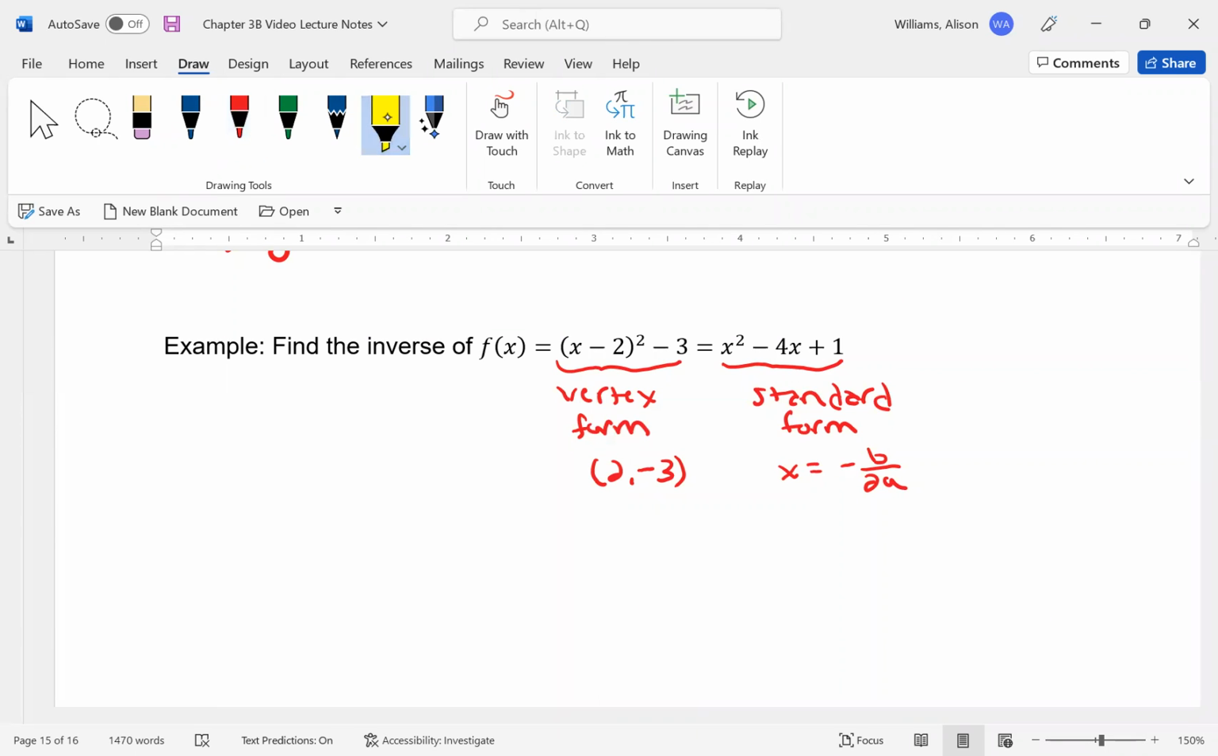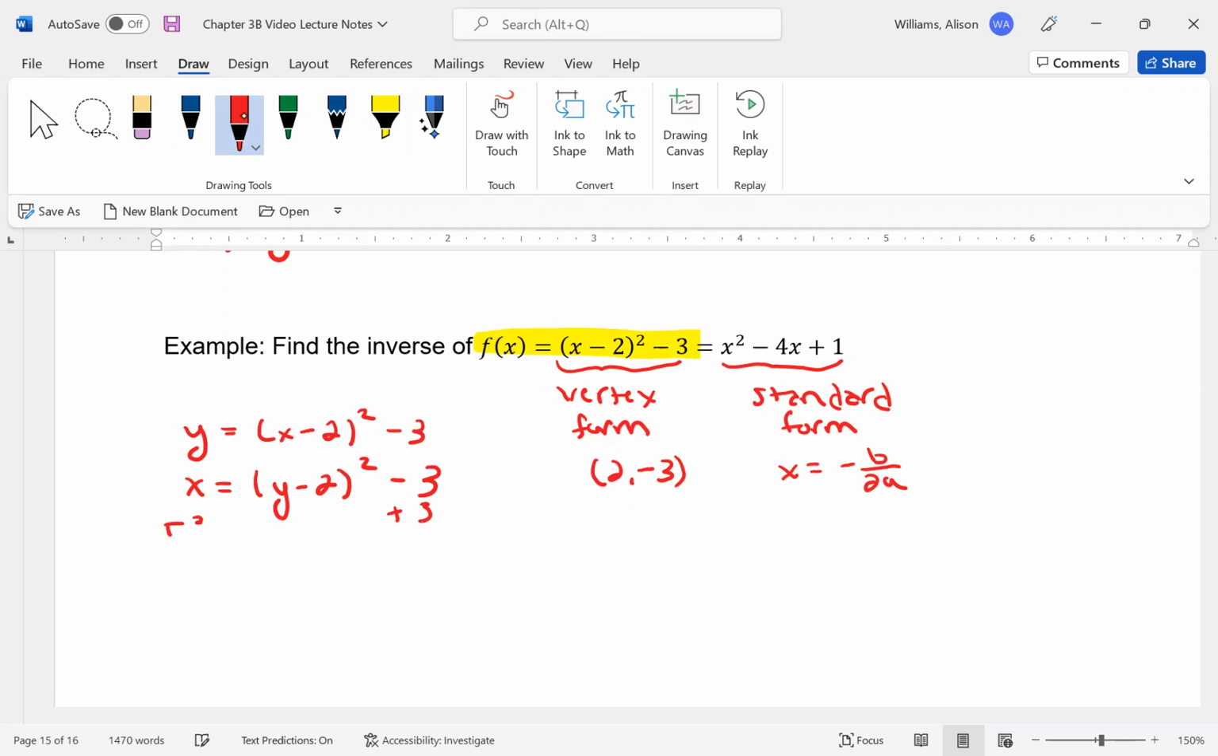Okay, so as I just said, we're going to work with this form, and we're going to find the inverse using the steps. First thing I'm going to do is rewrite f of x as y. Then I'm going to switch the x and y. And now I'm going to solve for y. To do that, I'm going to add the 3 to the other side: x plus 3 equals y minus 2 squared. Then I'm going to take the square root of both sides to get rid of the squared.